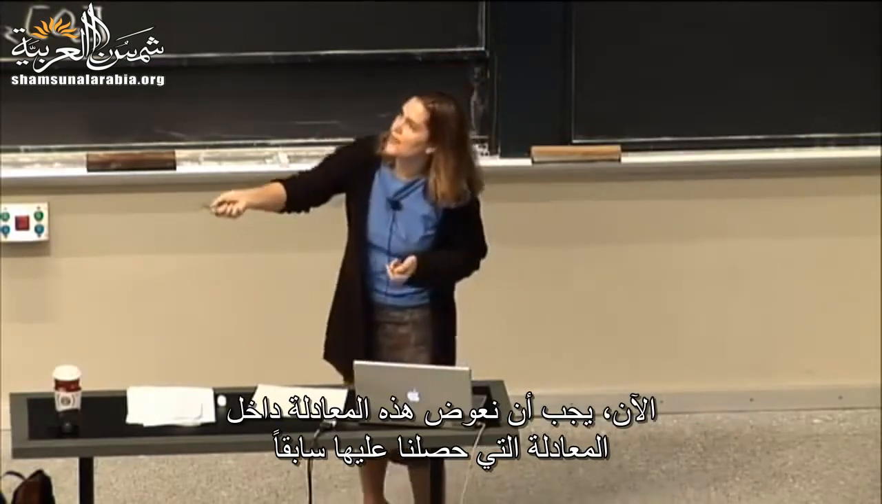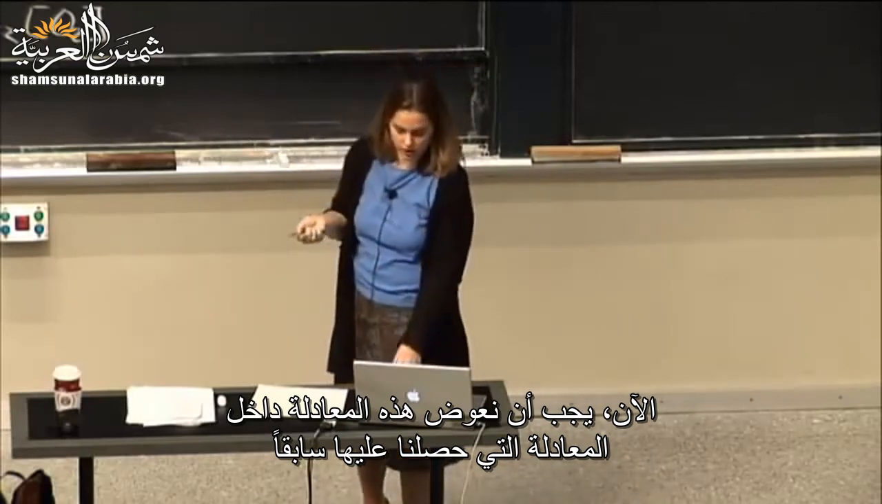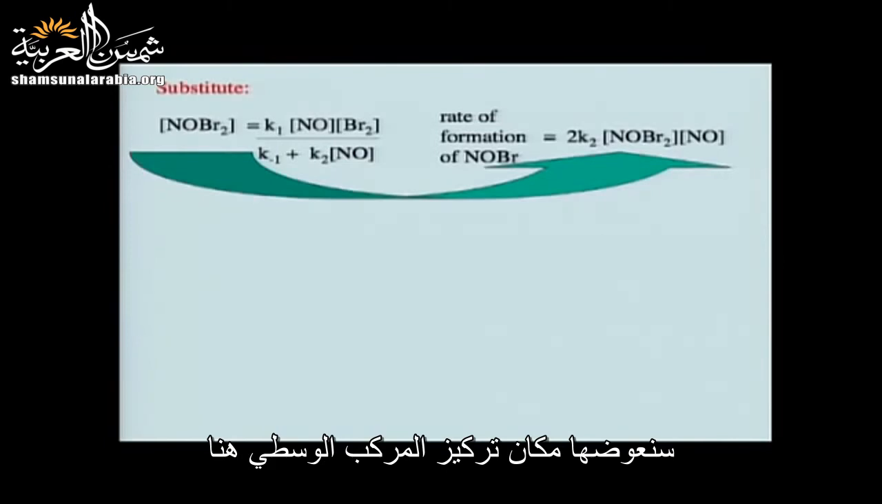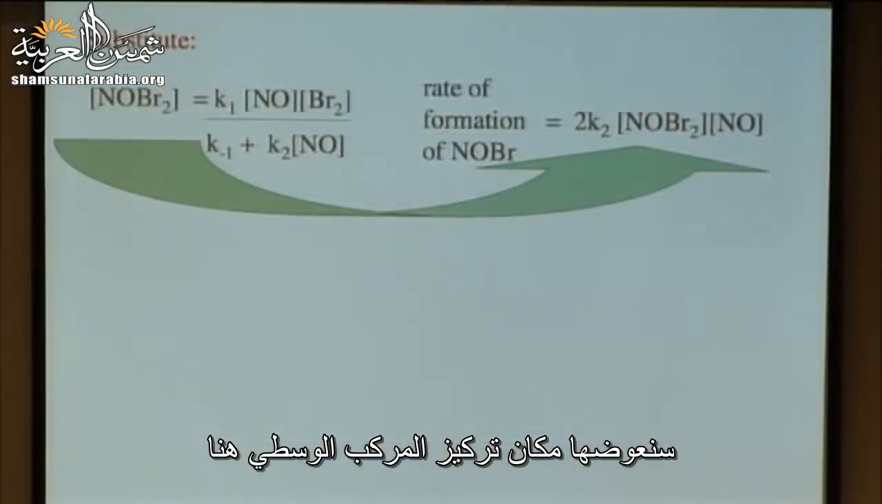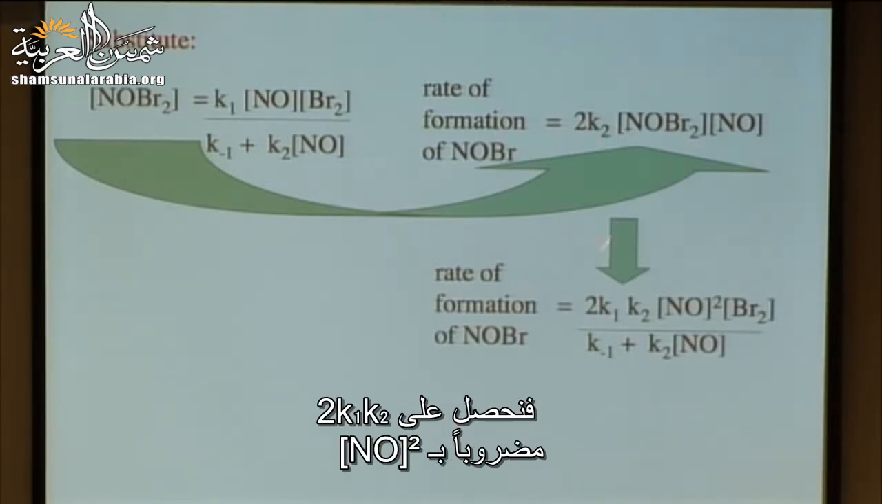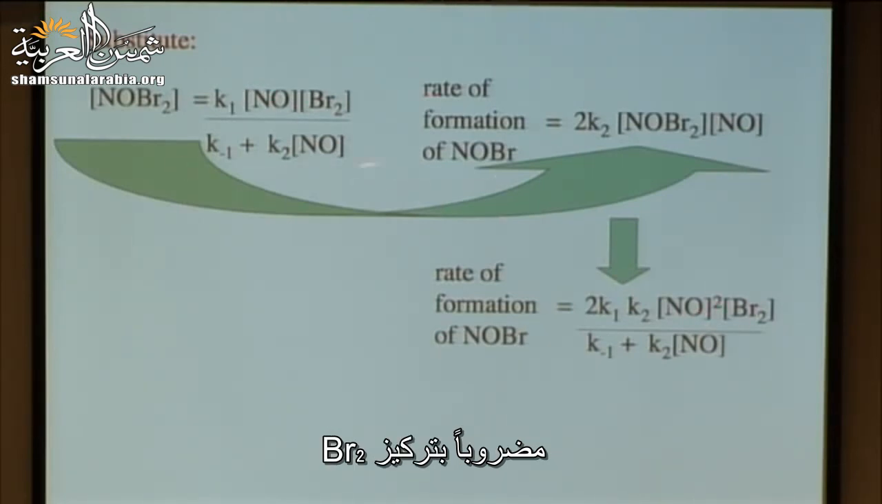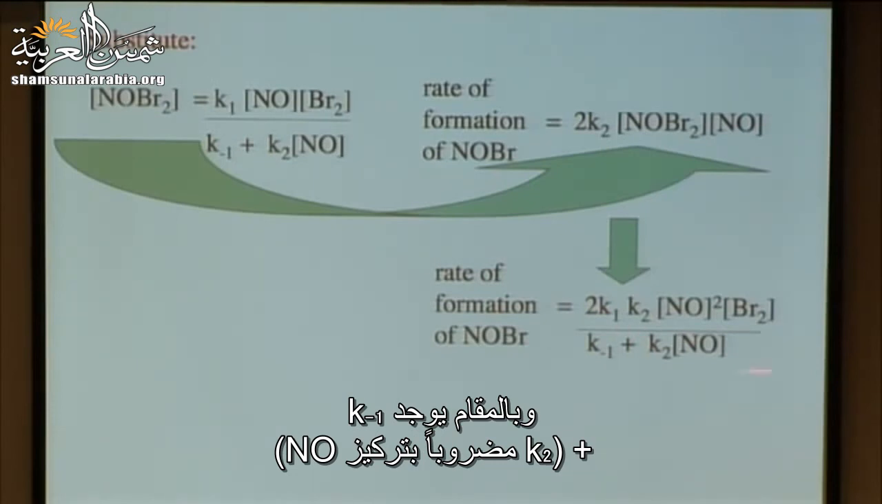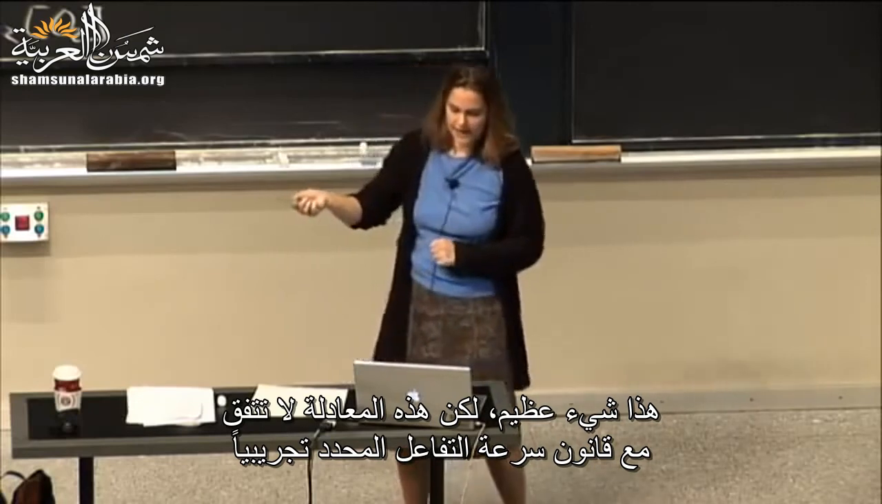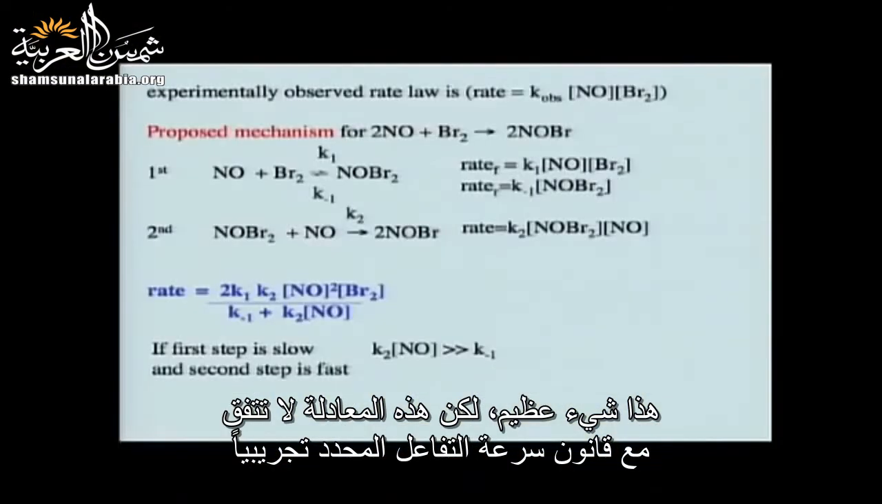So now we need to plug that back in to the original equation that we had. This is what we solved for, and now we can put it into here. If you rearrange that, we have the 2, we have the K1, we have the K2, we have an NO here and an NO there, so it's squared, Br2 here, and then on the bottom we have K minus 1 plus K2 times NO. Okay, so that's great, but that's not consistent with the experimentally determined rate law.